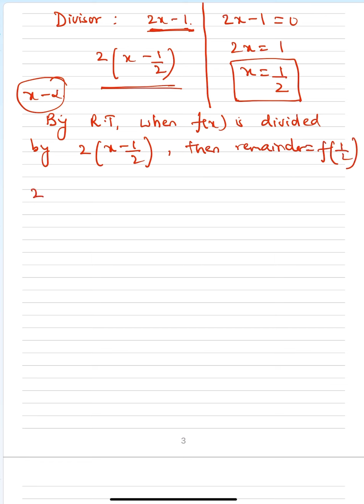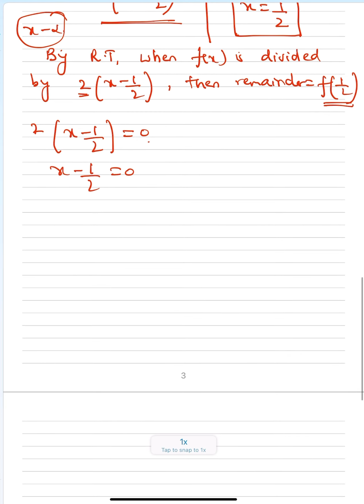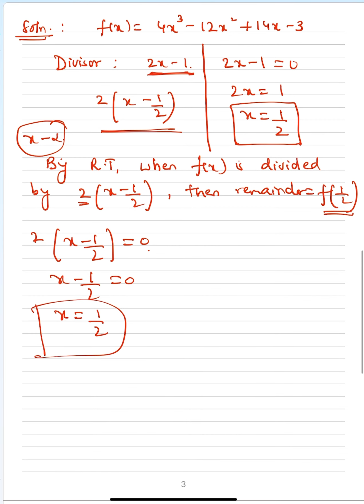Why? See, this is also very simple. How will I get this? Where will this 2 go? If I take x minus 1 upon 2 is equal to 0, and I bring this 2 here, there will be no value, 0 upon 2, correct? And again I will get x is equal to half. So rather than doing all these things, it is better to follow this linear expression. Directly you will get it.